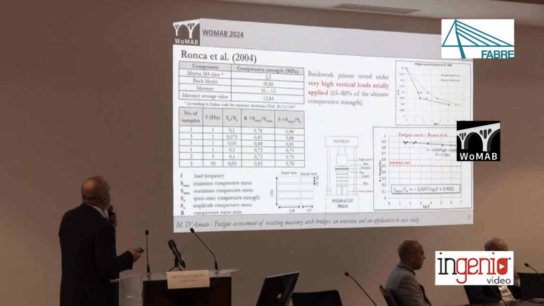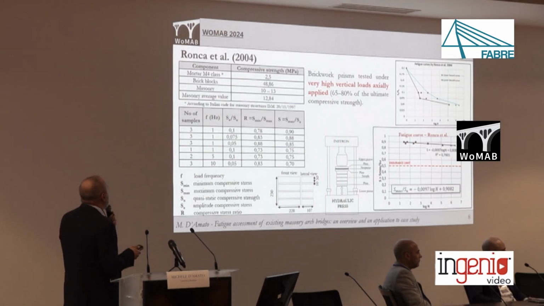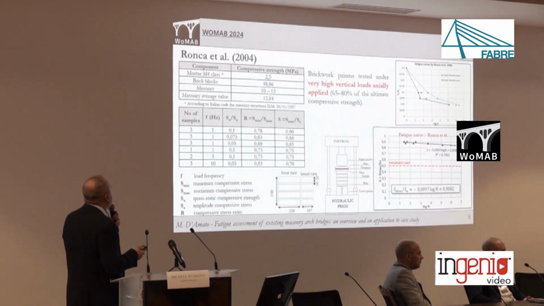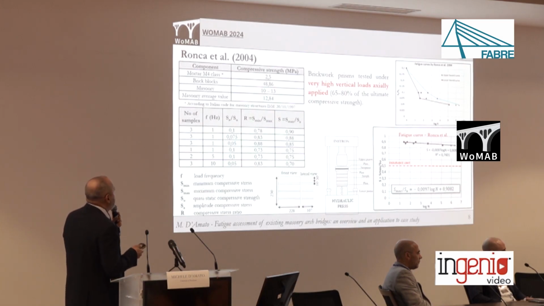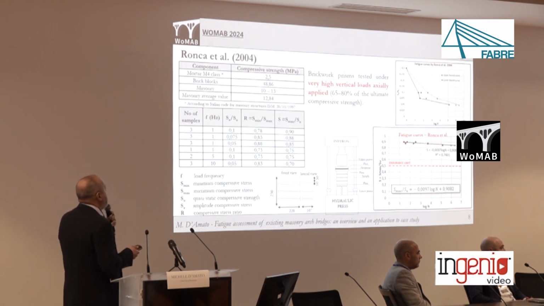In the literature we can find a series of experimental tests whose main aim is to propose stress life curves, mainly for brick masonry. Here are reported some of these investigations. The first that I'll show you is the stress life curve proposed by Ronca. The main feature of this experimental campaign was that the maximum load applied was very high, ranging from 65 up to 85% of the ultimate compressive strength. They proposed a really simple stress life curve, linear in the logarithm of the number of cycles applied.